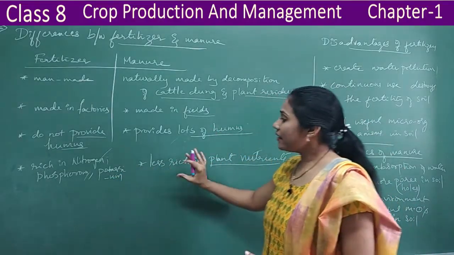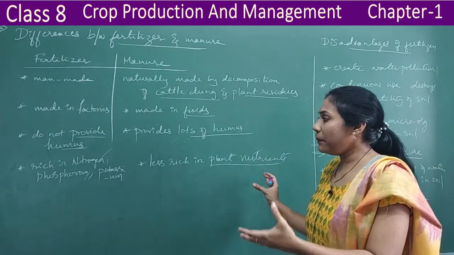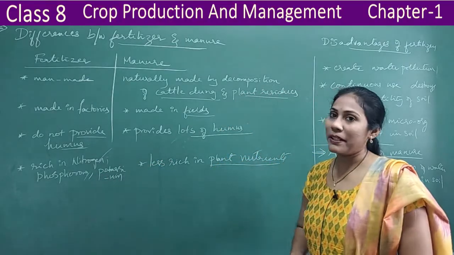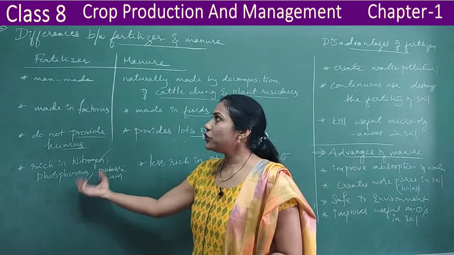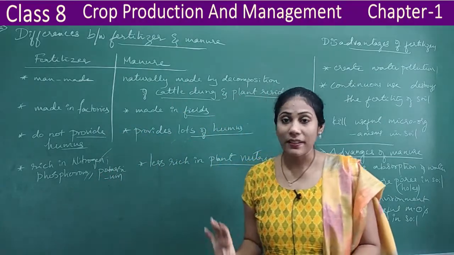Okay, there are these nutrients, but it's not too high. Very minimum amount of nitrogen, phosphorus, and potassium is observed in manure. This is the only advantage of fertilizer. Other than this, everything is a disadvantage only, right?